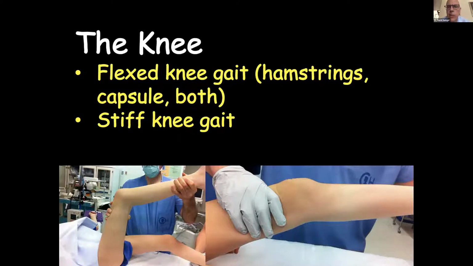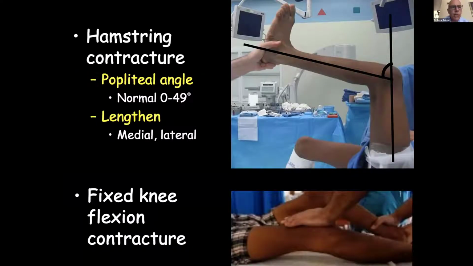The flex knee gait, it's important to understand that you can have different components to this: the hamstrings, an intra-articular block, or a capsular contracture, or both. And being able to distinguish between the two is very important. So hamstring contracture, we typically evaluate the popliteal angle, but this measurement in and of itself is not likely to be predictive of the need for hamstring lengthening. Remember that the hamstrings are an important hip extensor during early stance, and so over-lengthening of the hamstrings can result in anterior pelvic tilt as well as recurvatum.